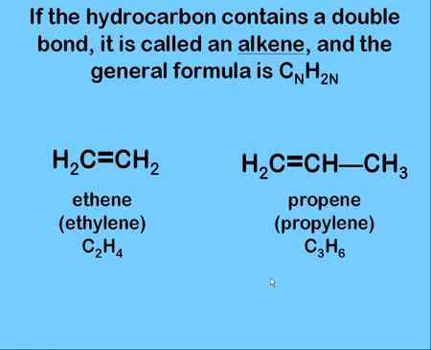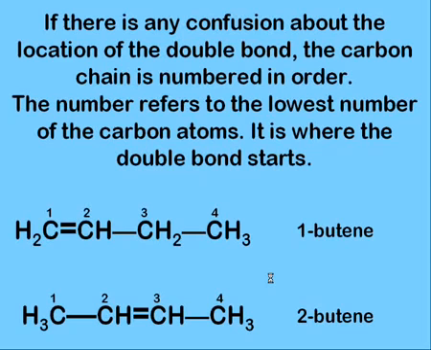Now after that would be 4 carbons. Remember that the name would be but-, but not butane, butene. Now here we have a little bit of an issue with where the double bond is located. In these 2 examples, you can see that the double bond is either on the end or in the middle. Now if there's any confusion about the location of the double bond, it is numbered. The carbon chain is numbered in order, and the number refers to the lowest number of carbon atoms. So when the double bond is on the end, we call it 1-butene. When the double bond is in the middle, we call it 2-butene.